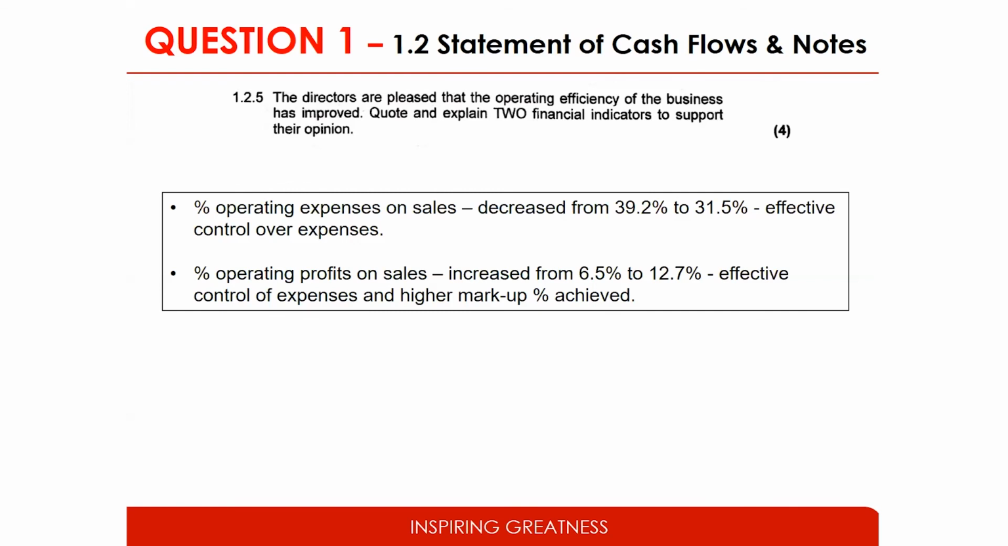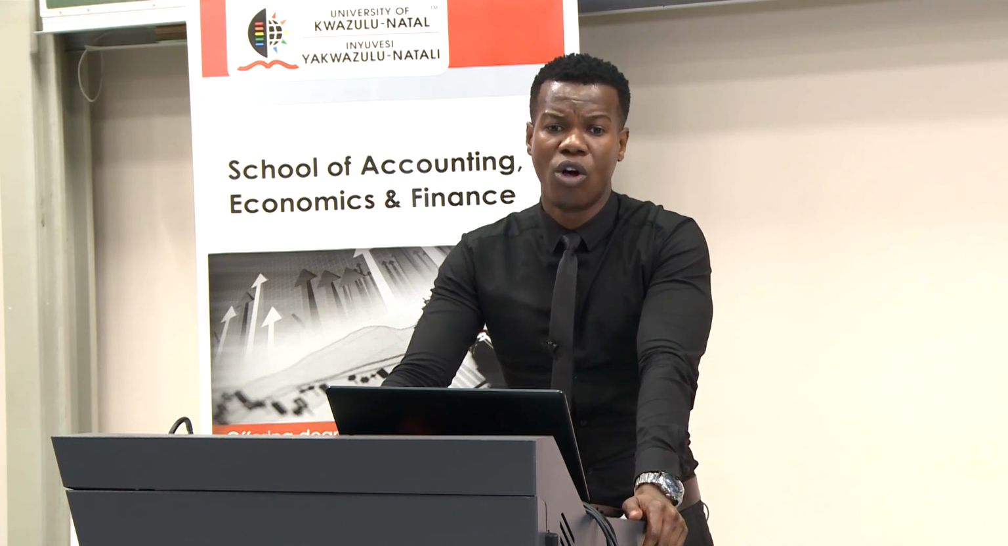The next one is the operating profit on sales. How much profit have we made? Now, when you talk about profits, you want those to increase. When you talk about expenses, you want those to decrease. Operating profit on sales has increased from 6.5% to 12.7%. Another effective control of expenses and a higher markup percentage. It may be because they've increased the markup percentages of the inventories or whatever that the business is selling.